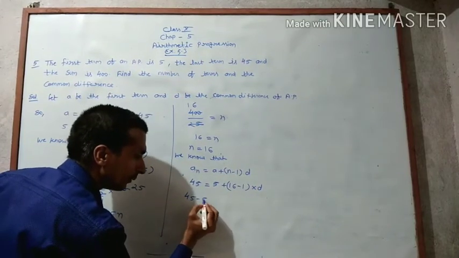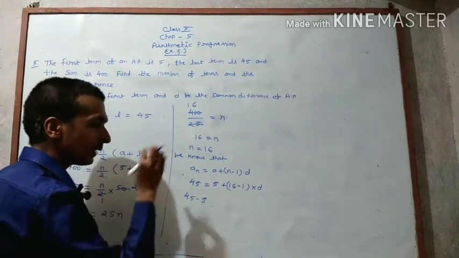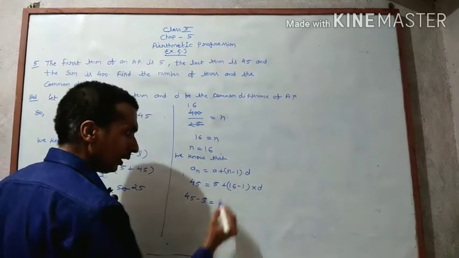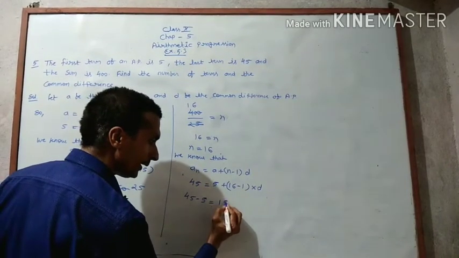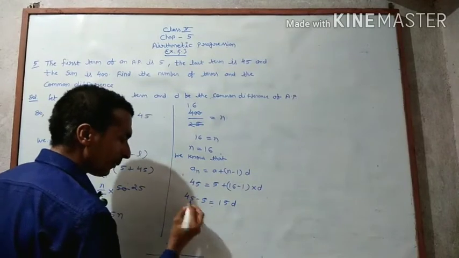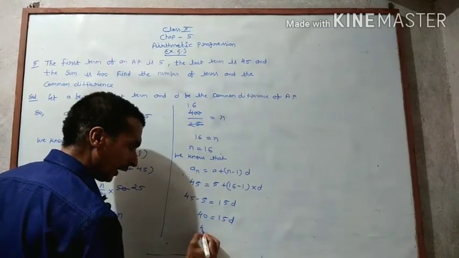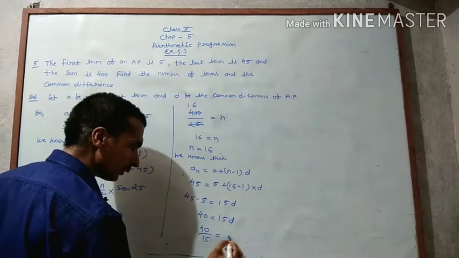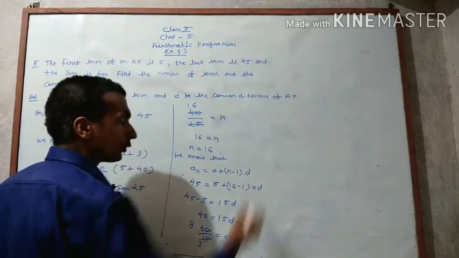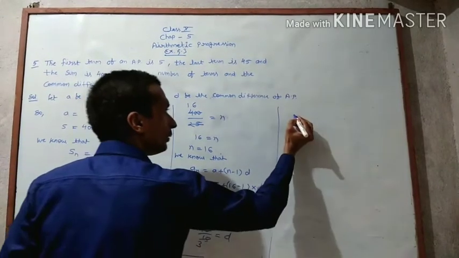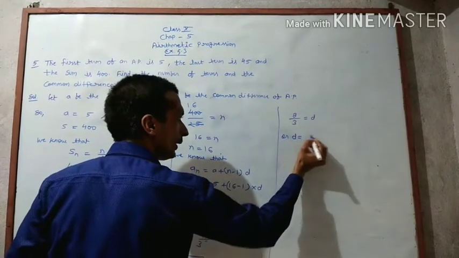45 minus 5, this number is positive and comes on the LHS side, so the sign will be changed. 16 minus 1, how much here? It is 15d. 45 minus 5 is 40, which is equal to 15d, and 40 upon 15 is equal to d. Divide by 5, 3 and 8. So you will get the new value, 8 upon 3 is equal to d, or d equal to 8 upon 3.